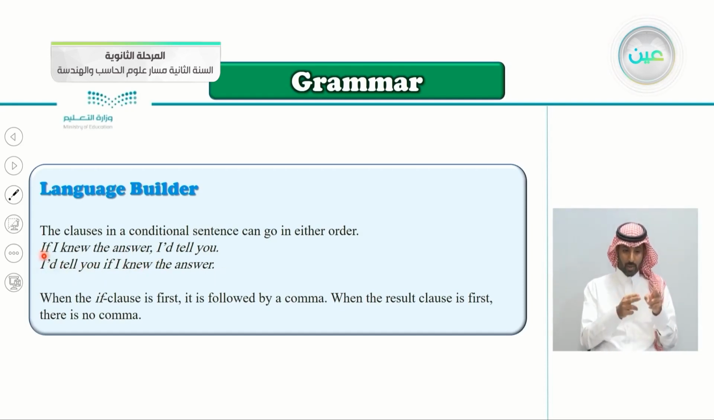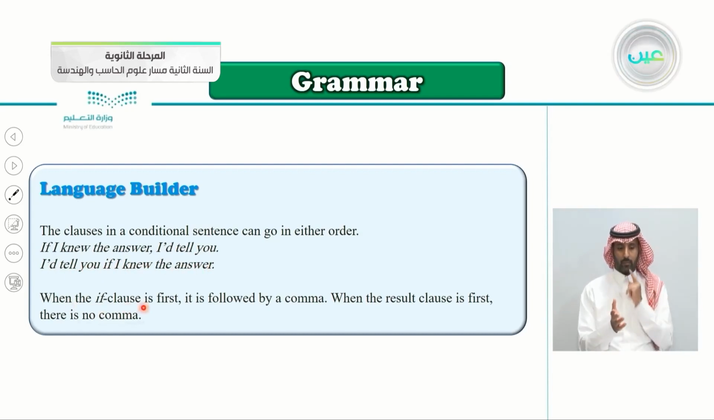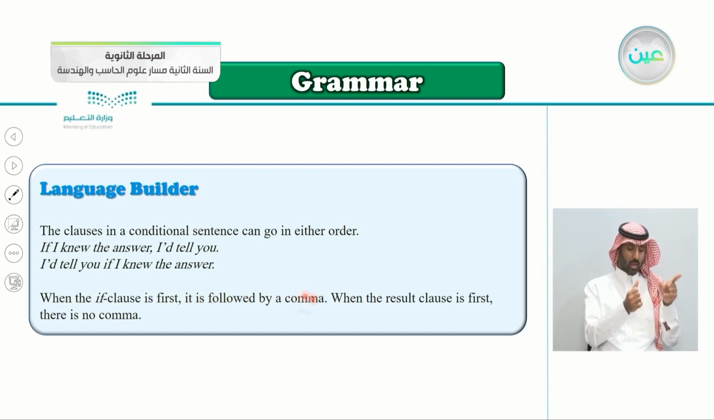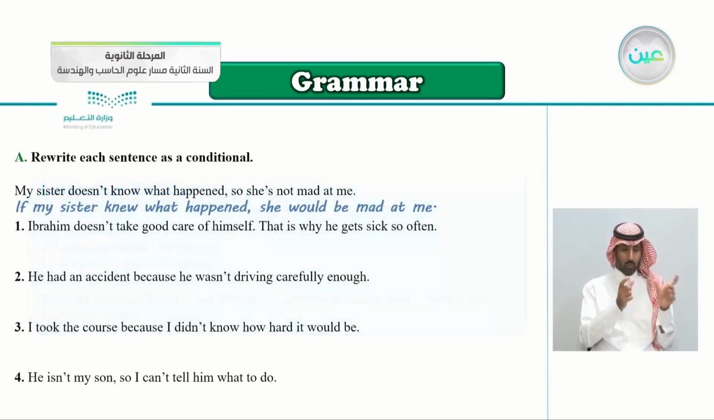If you begin with the if clause, when you finish the if clause, put the comma, then continue with the main clause. So you can change the clauses as you like, but if you begin with the result clause or the main clause, this is one whole sentence. When the if clause is first, it is followed by a comma. When the result clause is first, there is no comma.